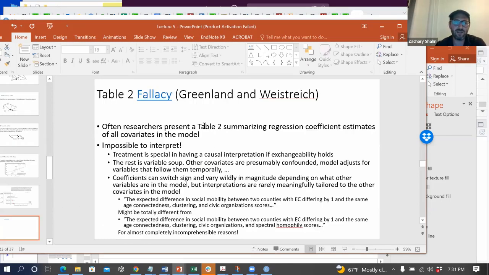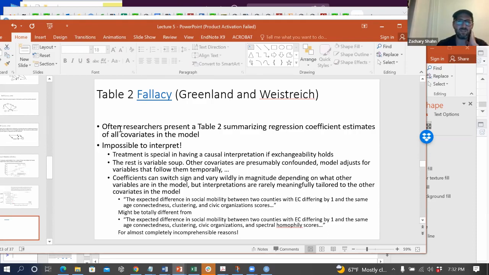Another screed against regression soup, there's a link to a paper that goes into this in depth by Greenland and Westreich. They call it the Table 2 fallacy. So very often in research papers that use regression to estimate an effect, Table 1 will give summaries of the covariates in the treated and untreated. That's like classic Table 1 in a paper.